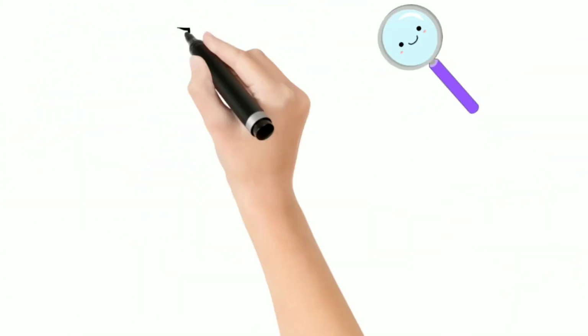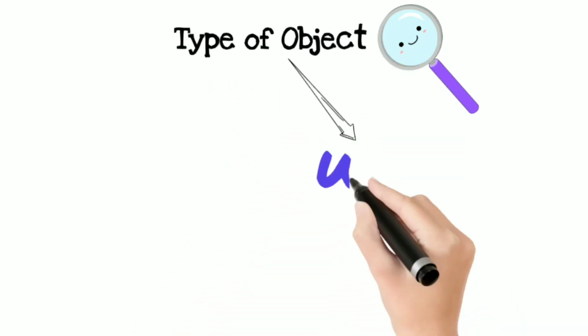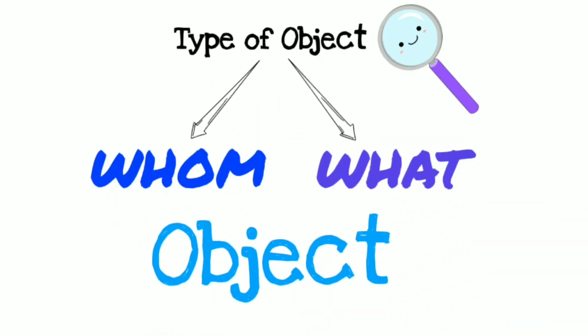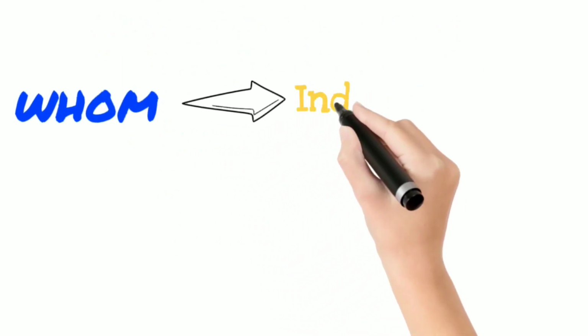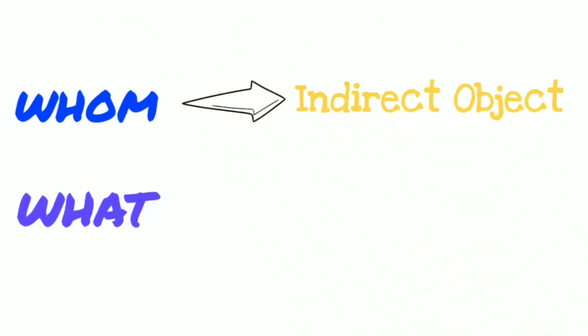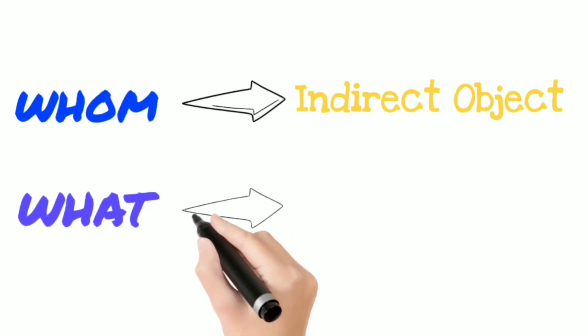To identify the type of object, insert what or whom in place of the object. If the object answers whom, it would be an indirect object. And if it answers what, it would be a direct object.